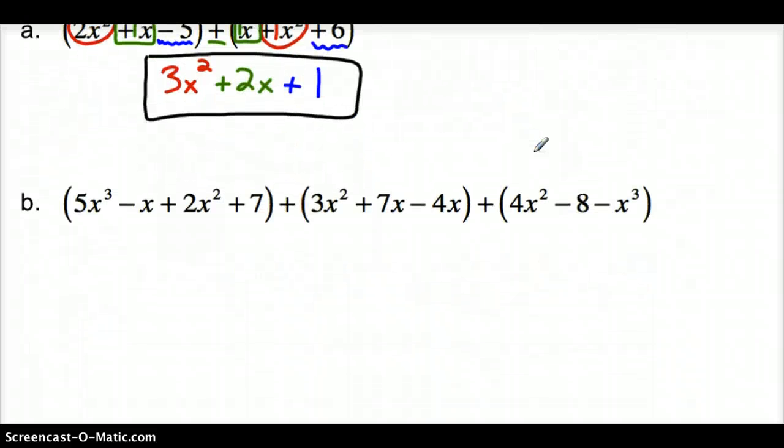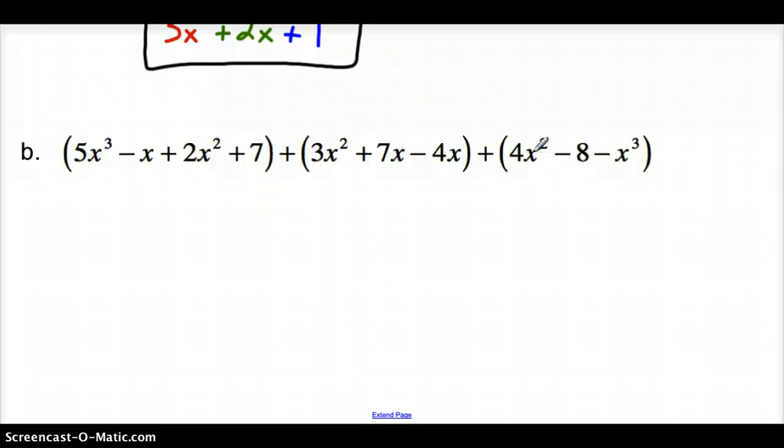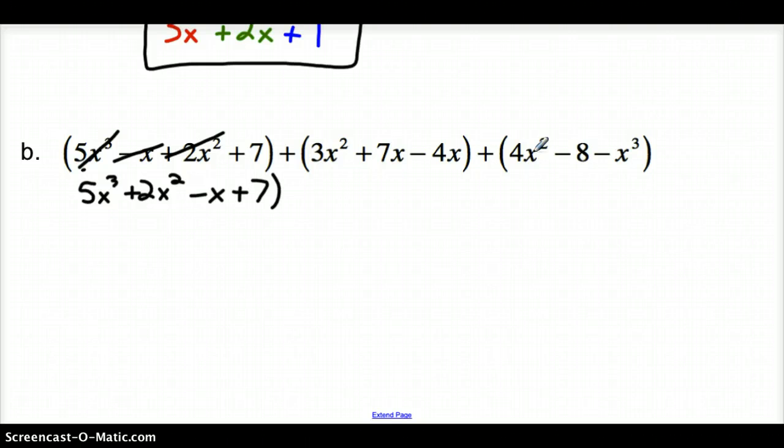Now let's look at this next one, which I'm going to do slightly differently. We're going to look at it in a vertical format. The first thing I'm going to do is write each of these polynomials in standard form. I'll write this as 5x cubed, then the x squared term, which is positive, so plus 2x squared. Then I have the minus x part, so I'll write minus x. And finally I have my plus 7.